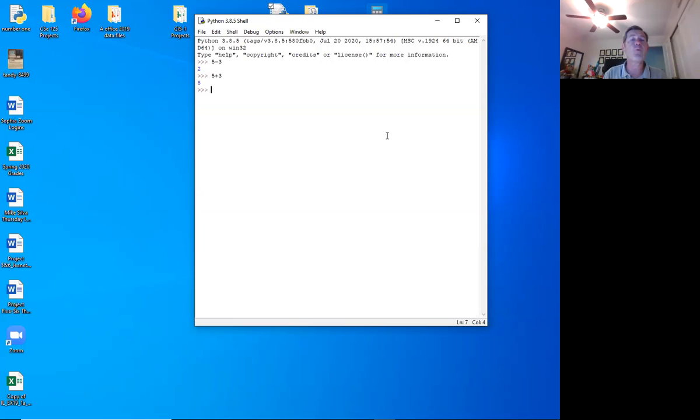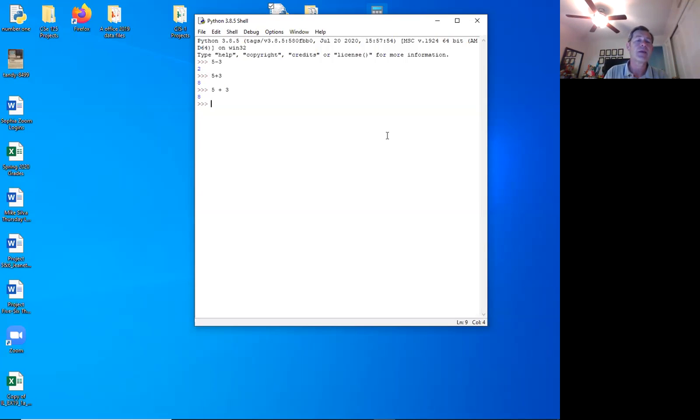5 plus 3. Now, by the way, when you are writing code, we always put spaces around mathematical operators. The equal sign is an operator too. So I'm not doing that here, but theoretically I should have done this. I should have put a space around the plus. It doesn't make any difference in the execution, but it's standard practice.